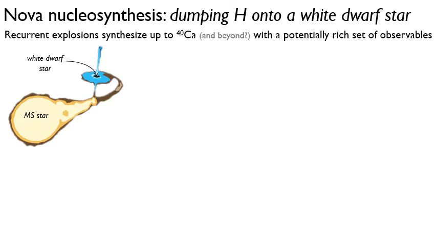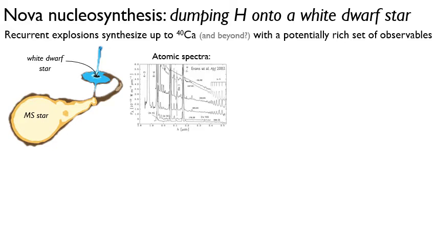Novae are pretty interesting in that there's a whole host of potential observables that can allow us to constrain these environments. For instance, we can get atomic spectra from the ejecta from the novae. When an explosion happens on the nova surface, a cloud of gas is ejected, and you can look at the spectra and get spectral lines to see what was made in the nova.